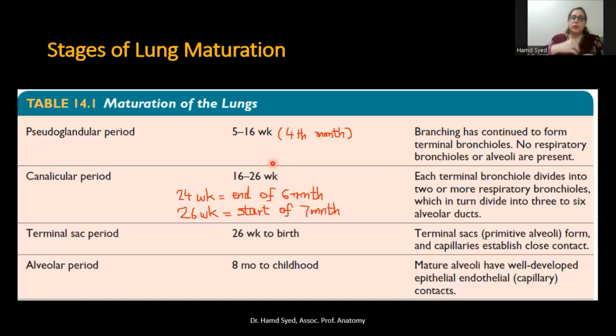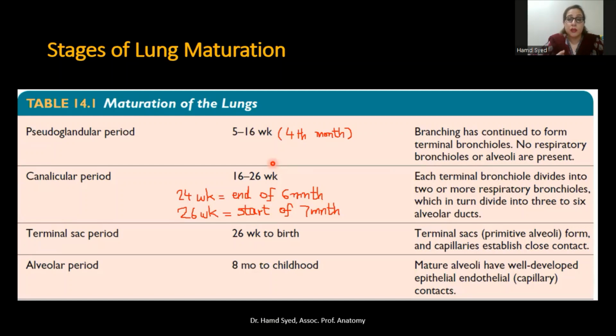Okay, now let's come to the discussion of lung maturation. Now, this is a very important topic, so let's try to focus on this lung maturation, which is subdivided for our better understanding into these 4 stages during intrauterine life. The first is the pseudoglandular period, then comes the canalicular period, followed by the terminal sac period, and lastly the alveolar period.